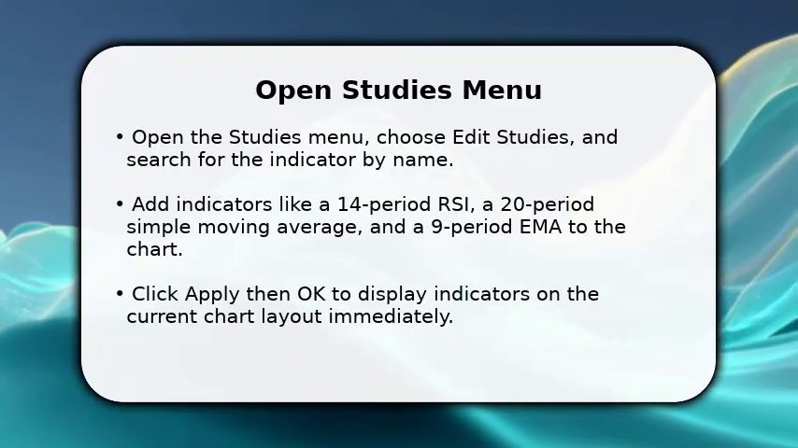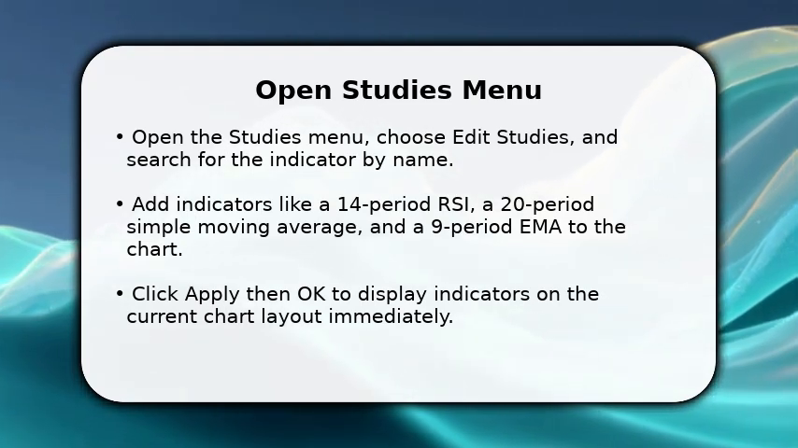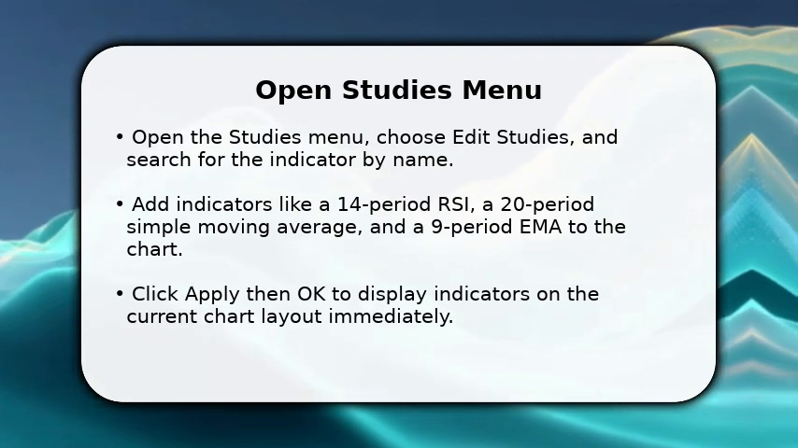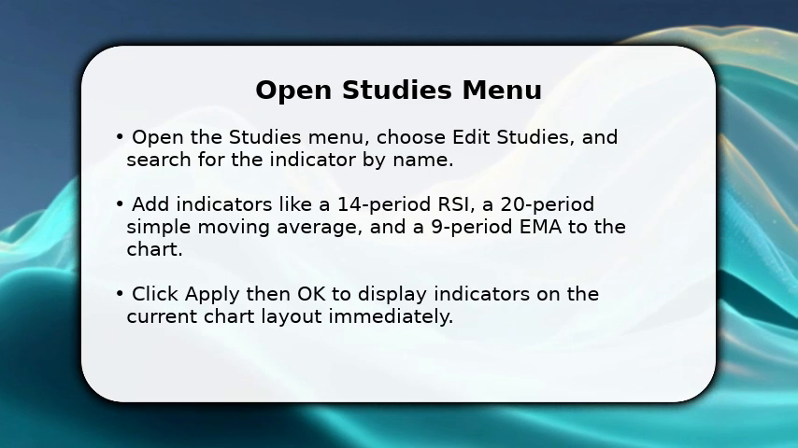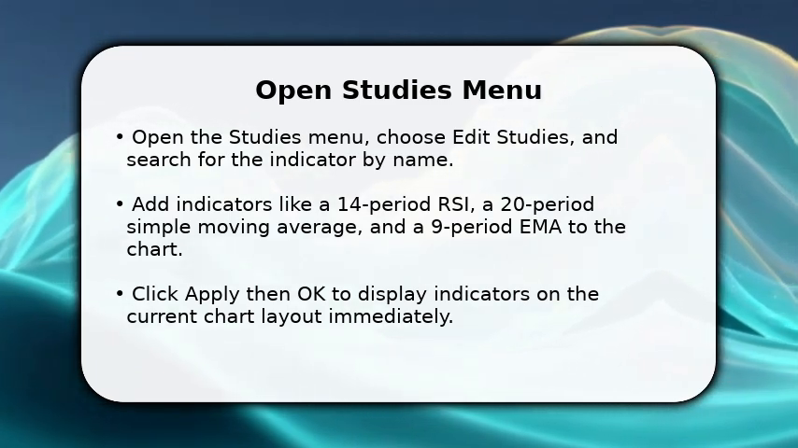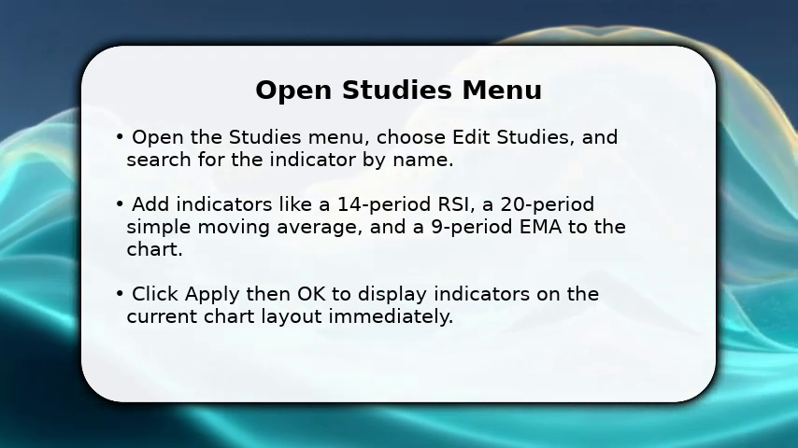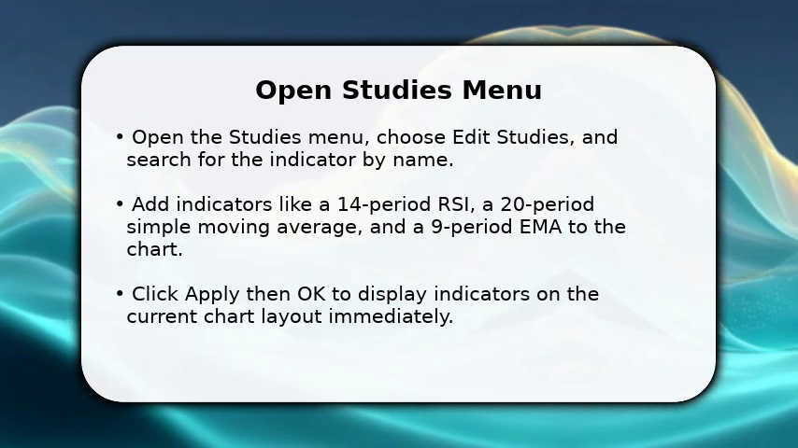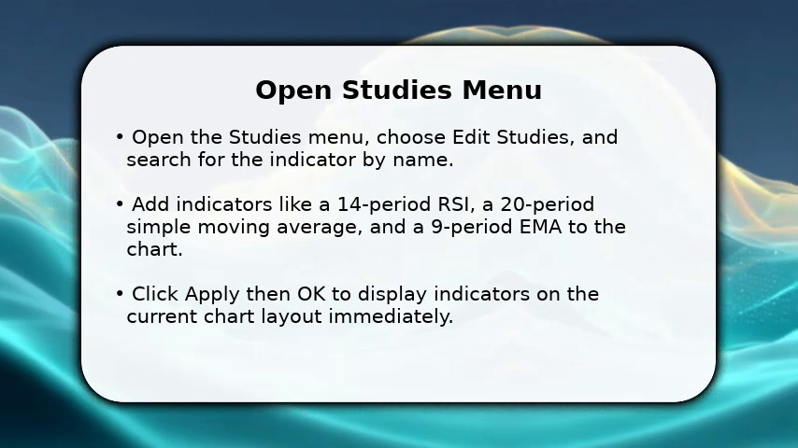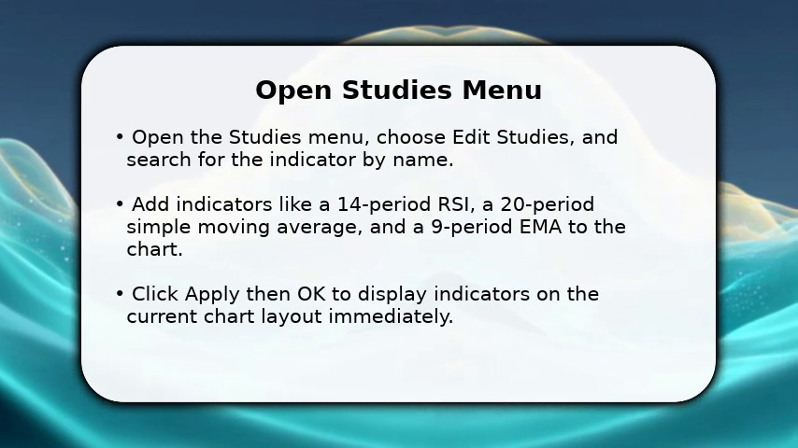Open the Studies menu in the upper right of the chart and choose Edit Studies to begin setting indicators. Type the indicator name in the search box to find 14-period RSI, 20-period Simple Moving Average, or 9-period EMA, and add them. Use the Add button so each selected study moves into the Workspace panel, then click Apply to render on the chart and OK to close the dialog. The indicators now overlay or appear in separate lower panels for immediate review.